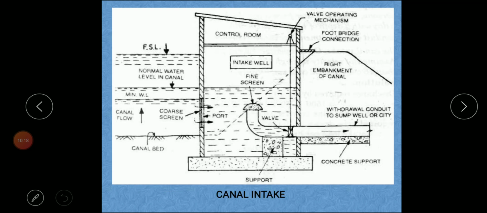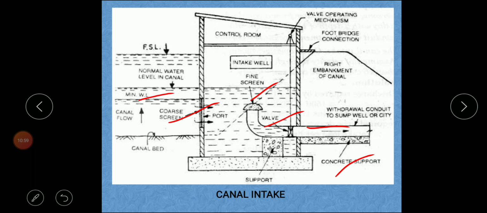So this figure shows the canal intake. Here it is a conduit, and a valve is there to control the flow of water. This conduit is supported by concrete material. Here fine screens are used to remove the particles. The fine screens are always in the range of 0.06 to 0.25 inches. And here one of the screens is provided at the intake valve. It is a coarse screen. The coarse screen removes the large solids and debris. The size of the coarse screen is about 6 mm or larger.